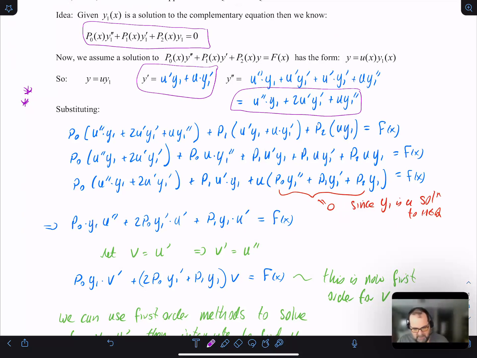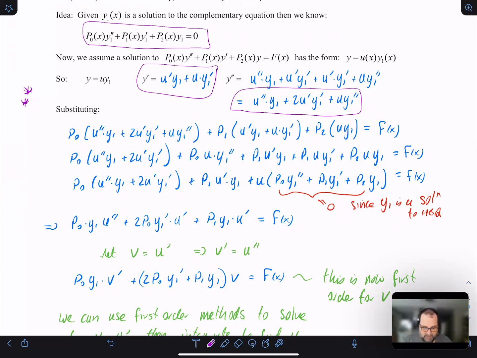So here is my y double prime plugged into my DE. Here's my y prime plugged in. Here is my y plugged into the DE. And again, as a solution, assuming this is a solution, this has to be equal to f of x, of course. So the clever bit then is to find the following.